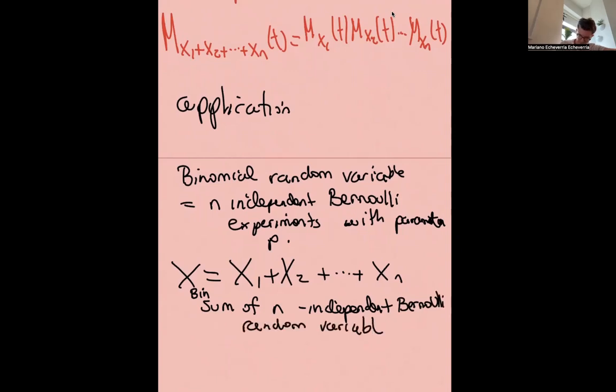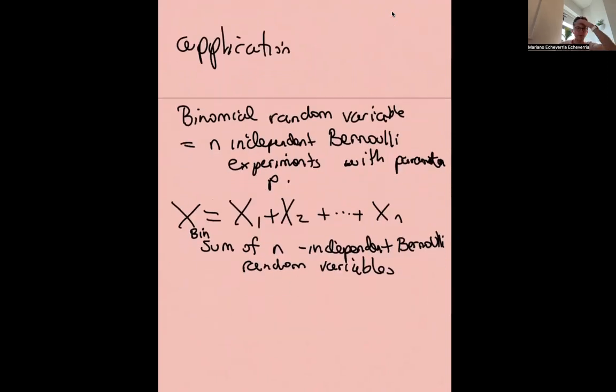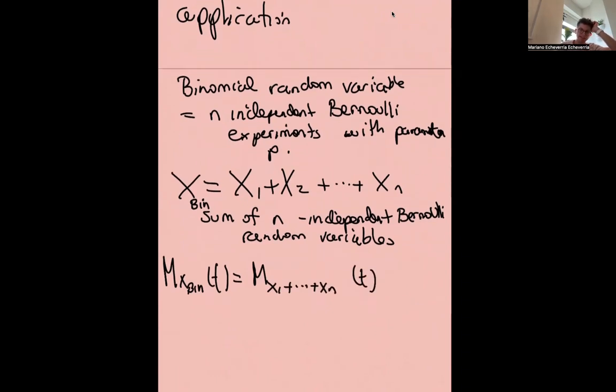Is that making sense? Because of that, the moment generating function for the binomial would be the moment generating function for the sum of these n independent Bernoulli random variables, but that's just the product of each of the individual moment generating functions.